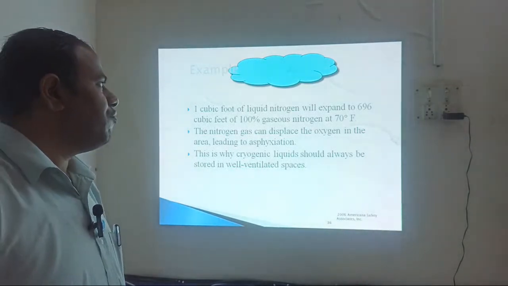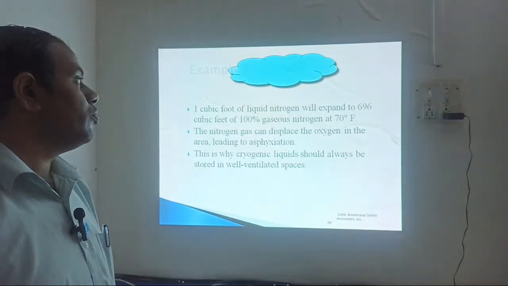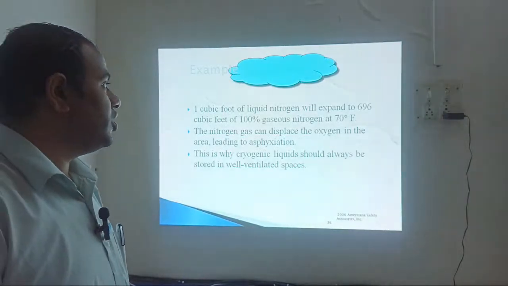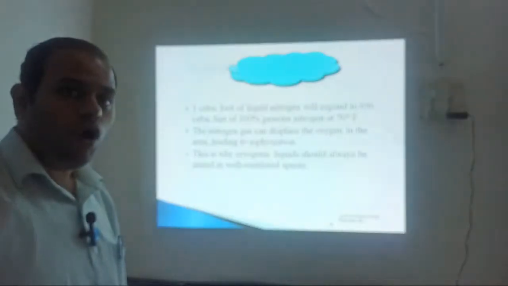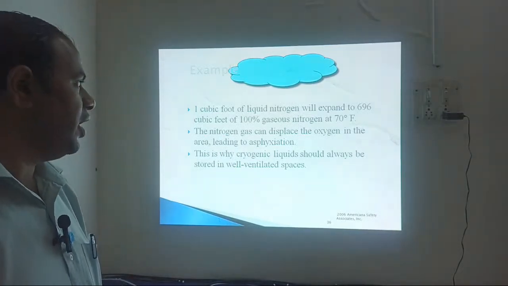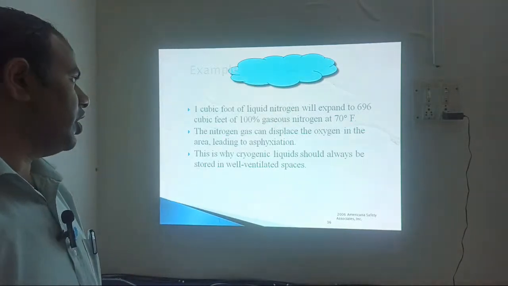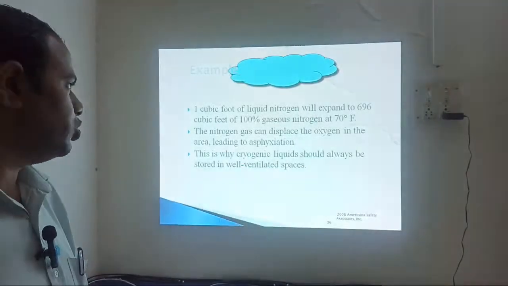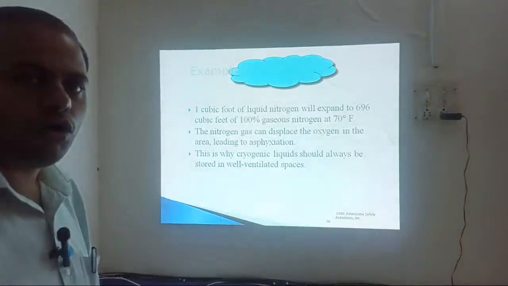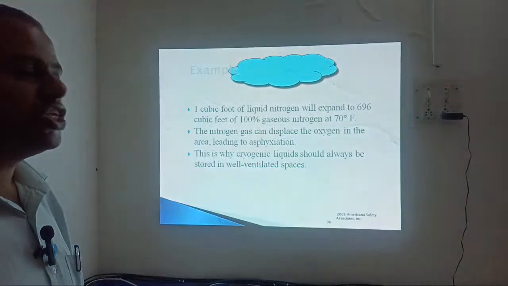So let's see some facts. 1 cubic foot of liquid nitrogen will expand to 696 cubic feet of 100% gaseous nitrogen at 70 degrees Fahrenheit. You can imagine, if you store 1 cubic foot of liquid nitrogen in a particular area and allow it to expand, it will expand to 696 cubic feet of that area. So the expansion is very large. Okay, and it can displace the oxygen in the atmosphere. It will remove the oxygen in that particular area, creating a temporary oxygen deficient condition.